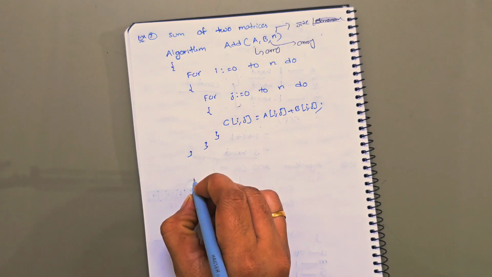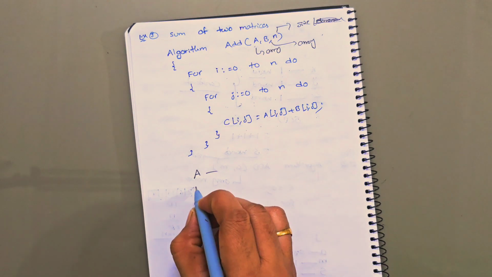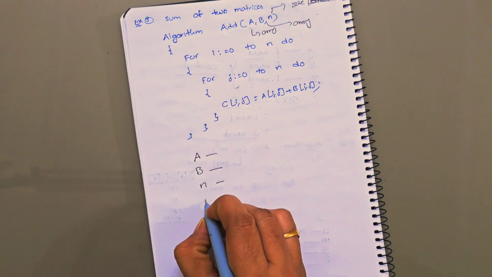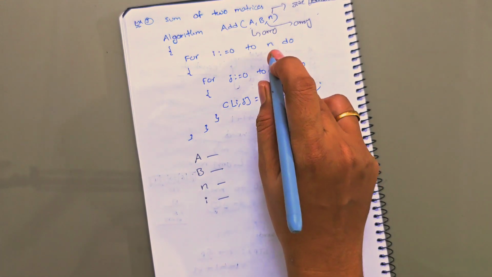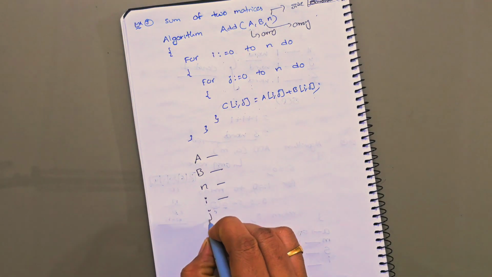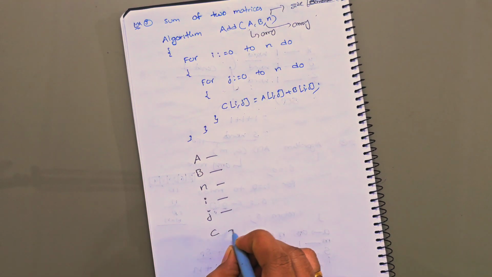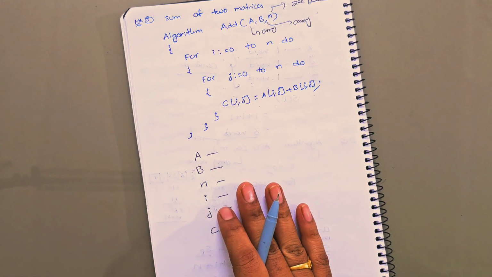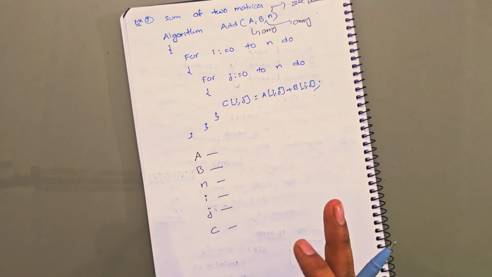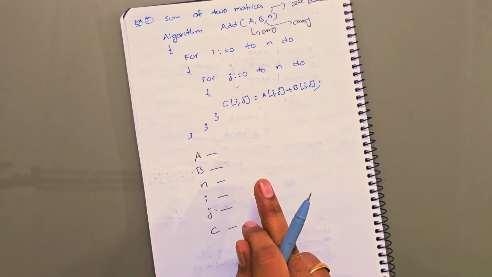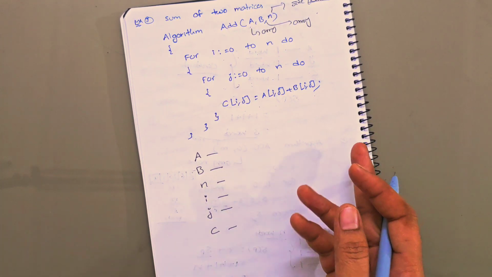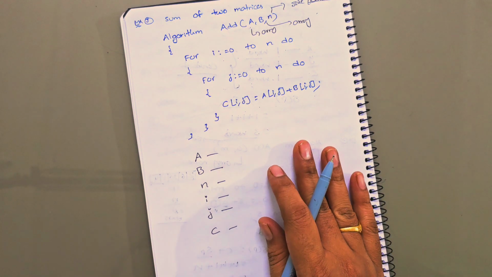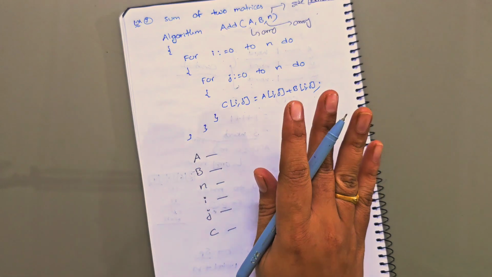First one A, next B, next N, next I, N is already over, next J, next C. Right? Next, you have to check whether that is dependent variable or independent variable. If it is dependent variable, you have to check the variable is depending on how many variables, right? If it is not depending on any other variable, the space required by the variable is one word only.